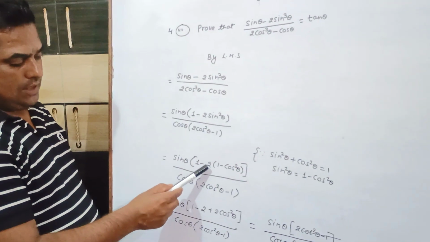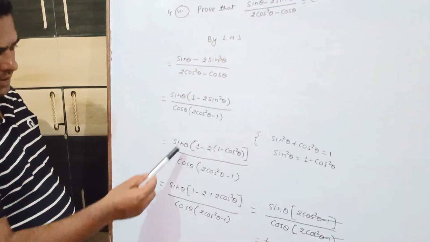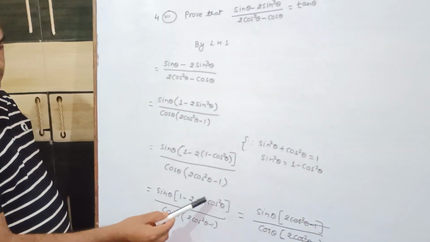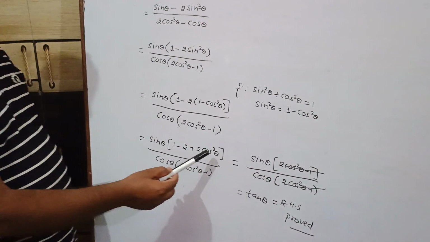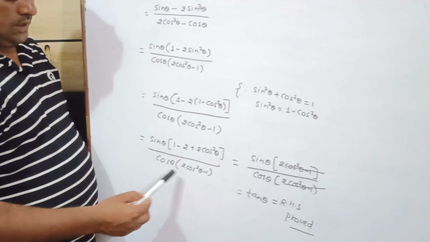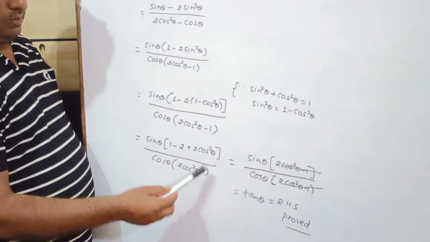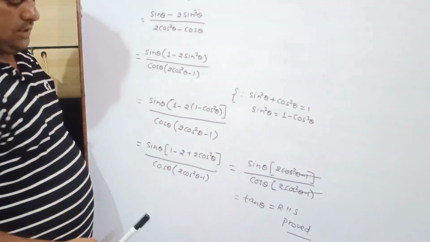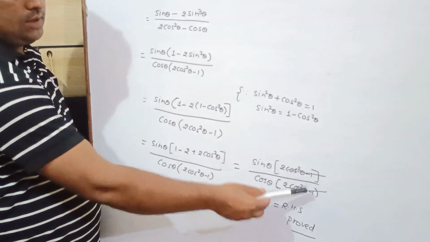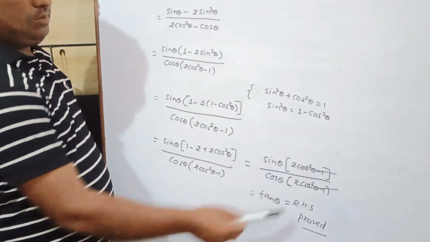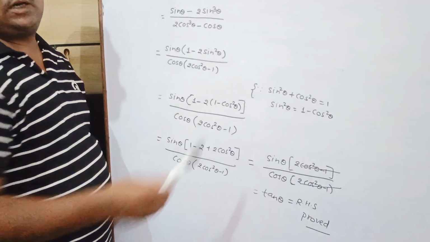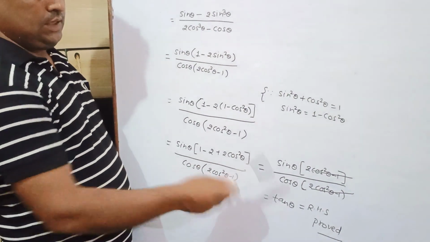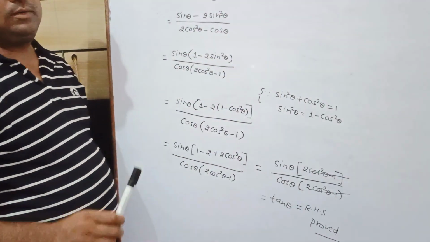Now we will multiply by minus 2 inside the bracket. We'll get sin theta times (1 minus 2, minus minus plus, then 2 cos square theta). In the denominator, cos theta times (2 cos square theta minus 1). 1 minus 2 is minus 1, and this is 2 cos square theta. In the denominator, cos theta, 2 cos square theta minus 1. These two terms are the same, so 2 cos square theta minus 1 cancels out. We get sin theta upon cos theta, which is tan theta. This is your right hand side.